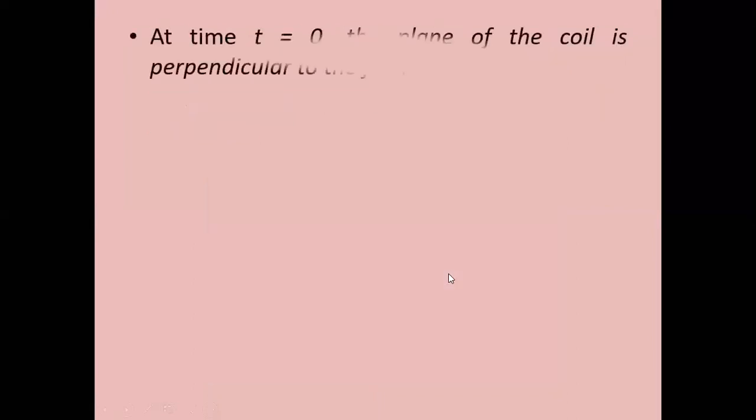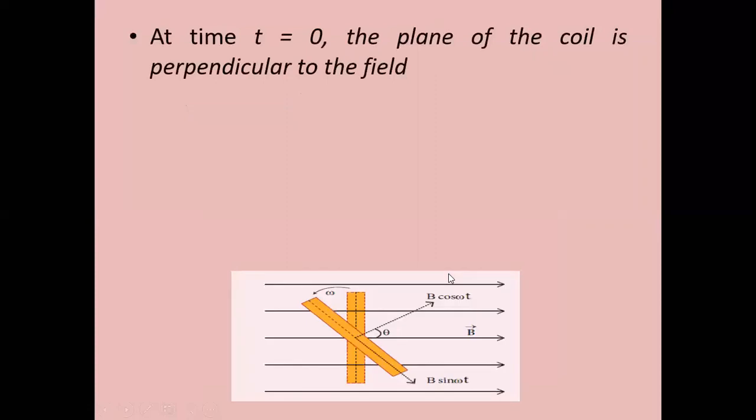Now, initially, we are taking the plane of the coil perpendicular to the field. This is the position of the coil. Initially, we didn't rotate it. At time t equal to 0, the coil is perpendicular to the field. That is, the plane of the coil and the field are at 90 degrees.